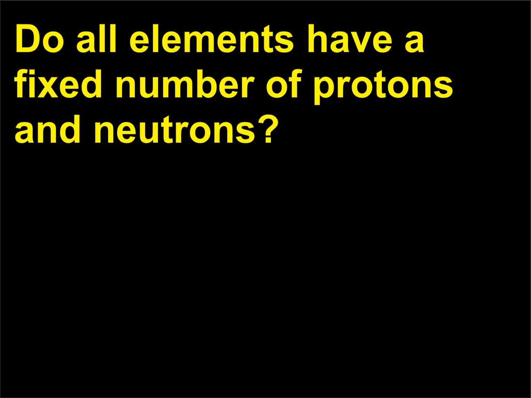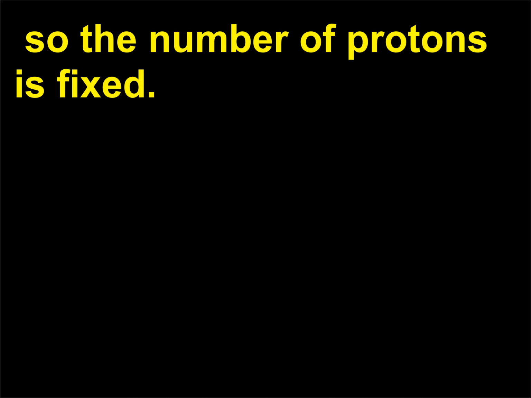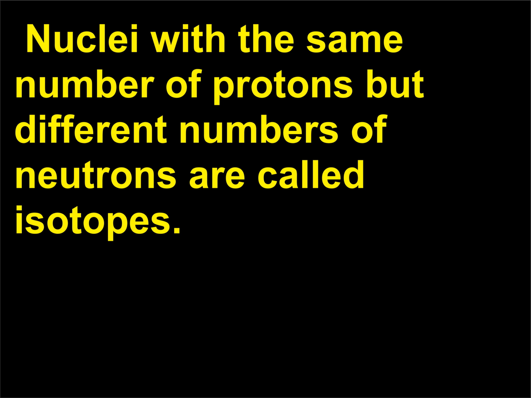Do all elements have a fixed number of protons and neutrons? The number of protons in the nucleus of an atom determines what element it is. So the number of protons is fixed. But the number of neutrons can vary. Nuclei with the same number of protons but different numbers of neutrons are called isotopes.